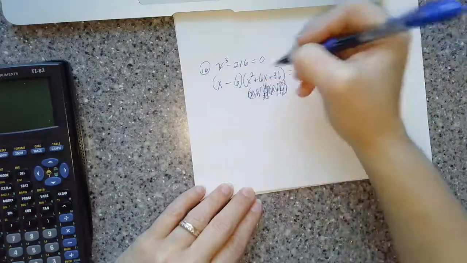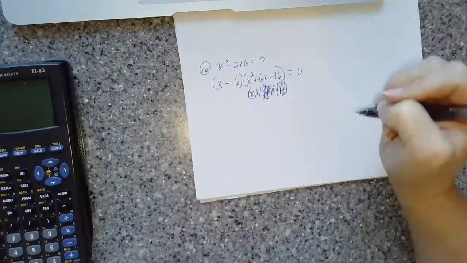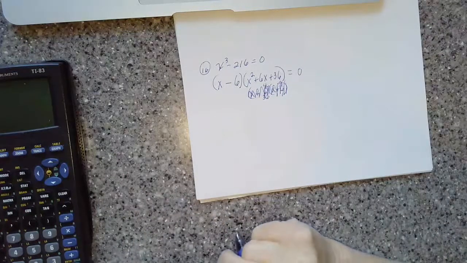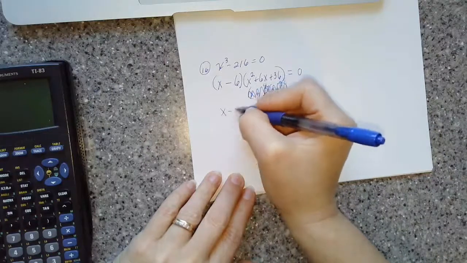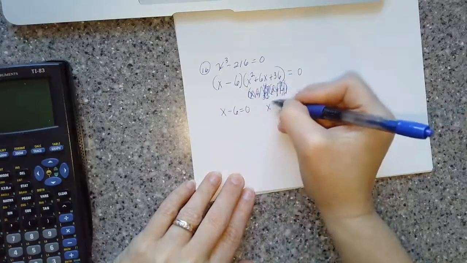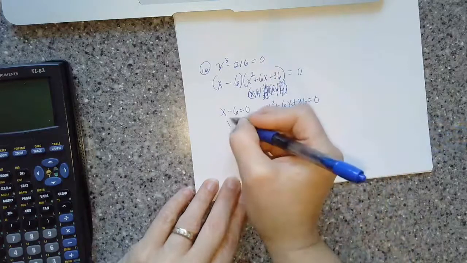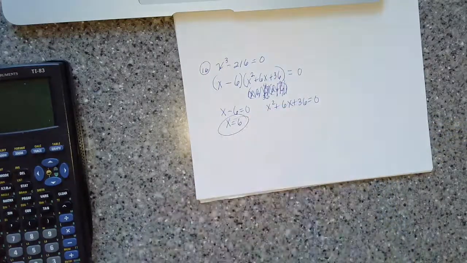So we set each factor equal to 0 by the zero factor method. And here's one of my solutions, the one we kind of talked about that we thought would be there: x is 6. So that is a solution, but there's 2 others, and it comes from this quadratic equation. 2 more solutions for a total of 3.